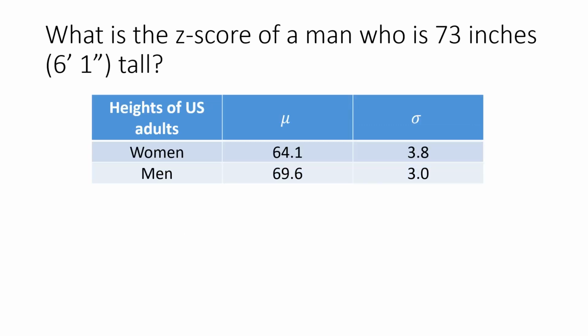Try using that same process to compute the z-score of a man who is 73 inches tall. That's 6 foot 1 inch. Here we have a z-score of 73 minus 69.6 divided by 3.0. So that gives 1.13.